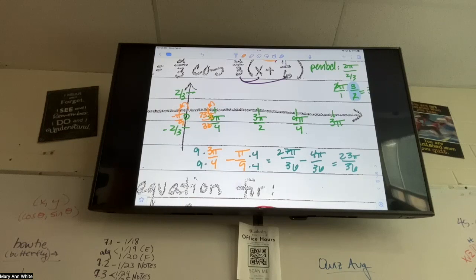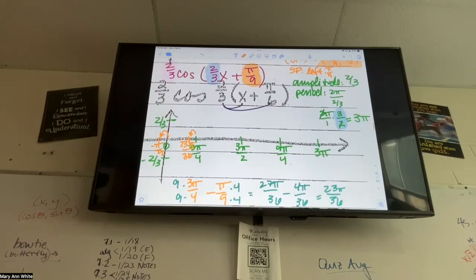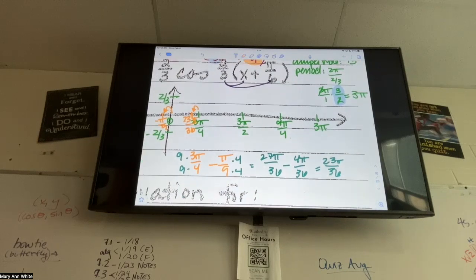Why are we subtracting pi over 9? Good, because we're moving left pi over 9. So we're taking all our points and just shifting left pi over 9. Good question. All right, so now I'm going to do my next point, 3 pi over 2 minus pi over 9. So this time I'm going to multiply by 9 and by 2 in order to get like denominators. So 27 pi over 18 minus 2 pi over 18 equals 25 pi over 18.